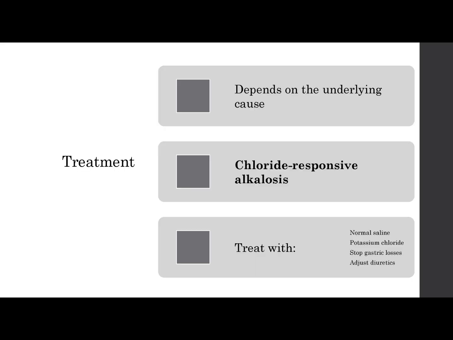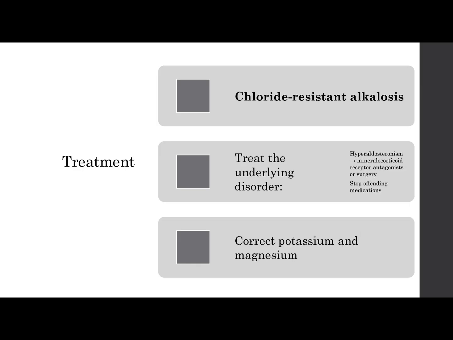Treatment depends on the underlying cause. For chloride-responsive alkalosis, treatment is normal saline, potassium chloride, stopping gastric losses, and adjusting diuretics. For chloride-resistant alkalosis, treat the underlying disorder. For hyperaldosteronism, mineralocorticoid receptor antagonists or surgery. Stop offending medications if any, and correct potassium and magnesium.